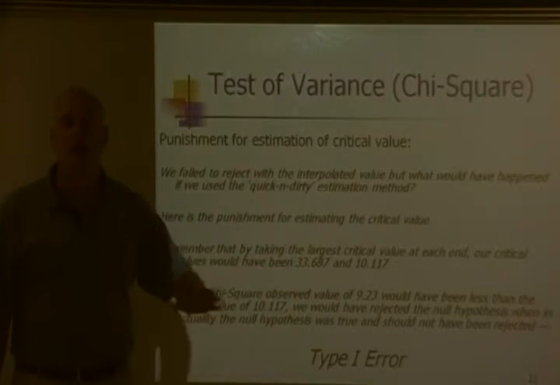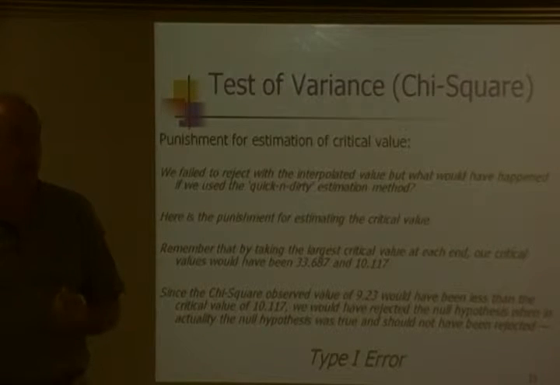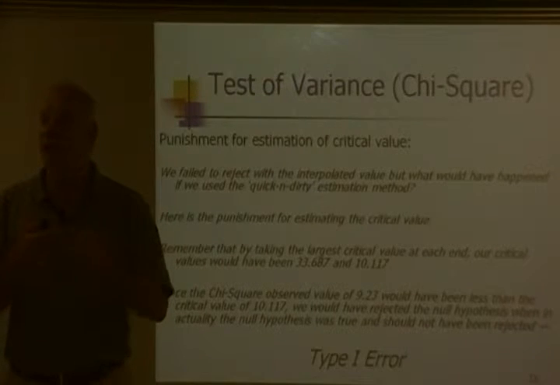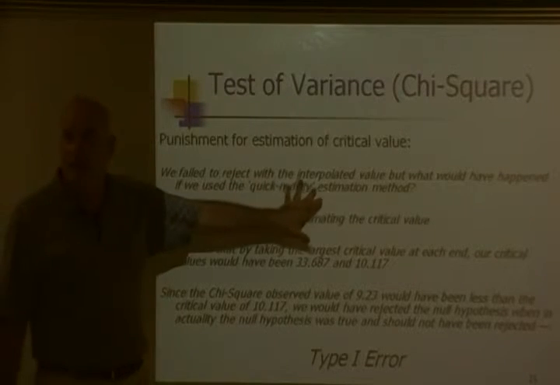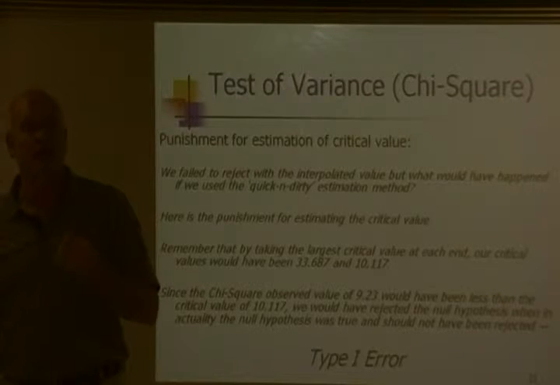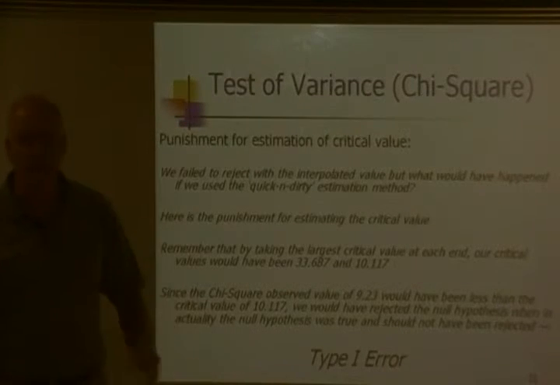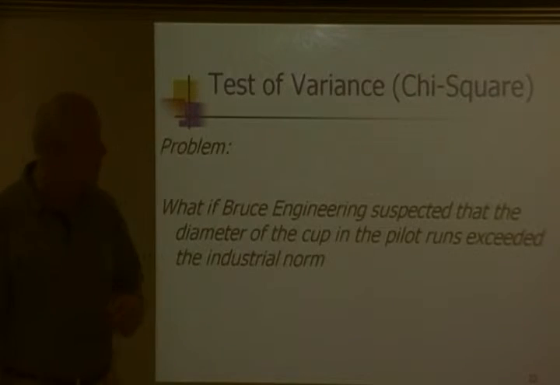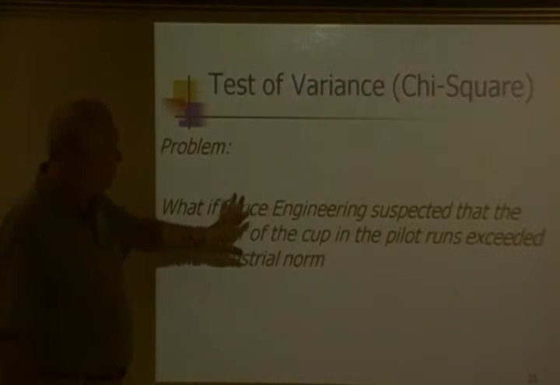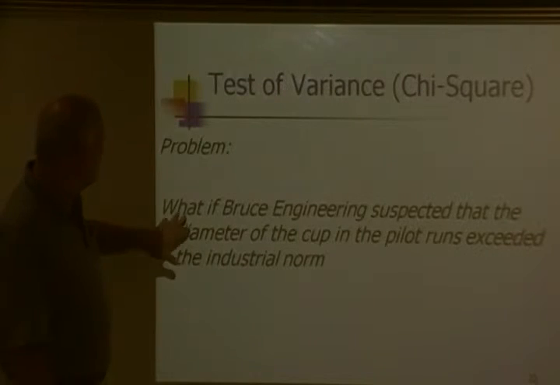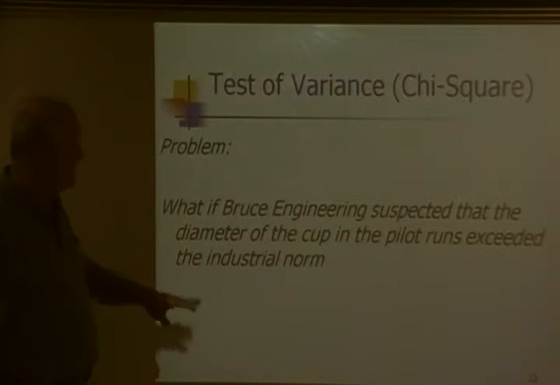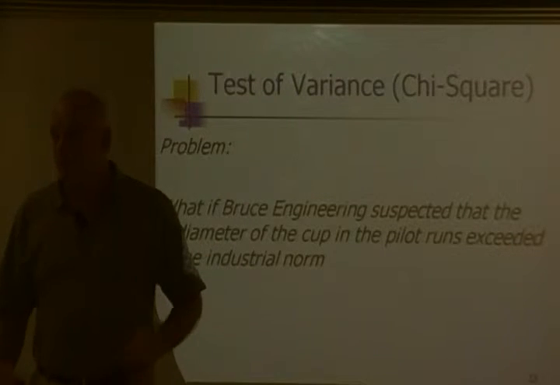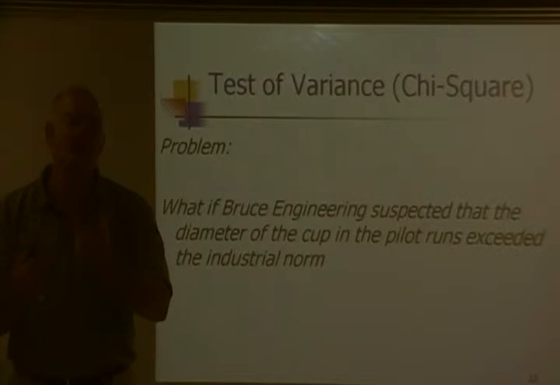versus having taken the time and using the interpolated method and failing to reject, which is the more accurate and more true statement. So using the quick and dirty method of just taking the larger critical value could have committed a Type 1 error and could have been extremely costly for Bruce Engineering. So now the next problem: what if Bruce Engineering suspected that the diameter of the cup in the pilot runs exceeded the industrial norm? All right, so we had no difference, but what if it's exceeded?